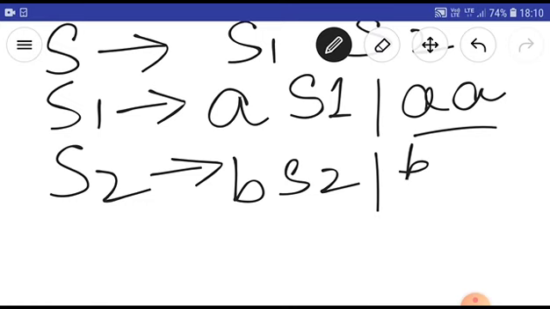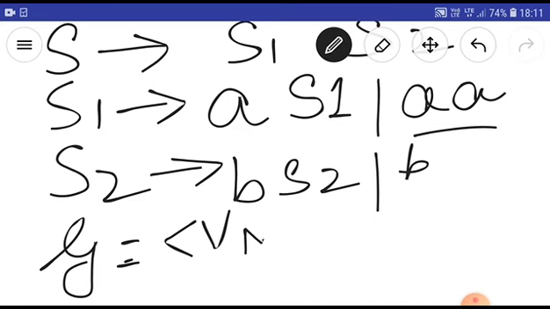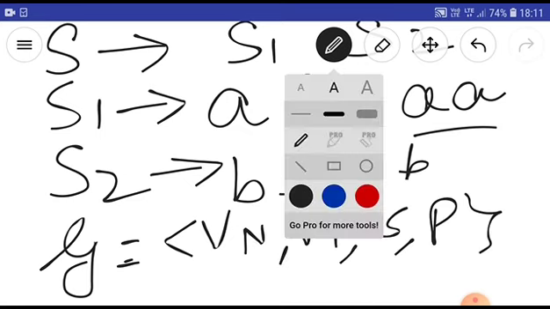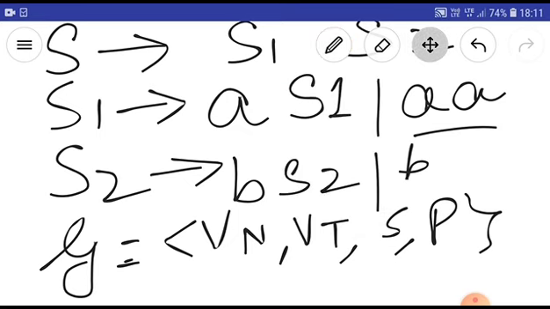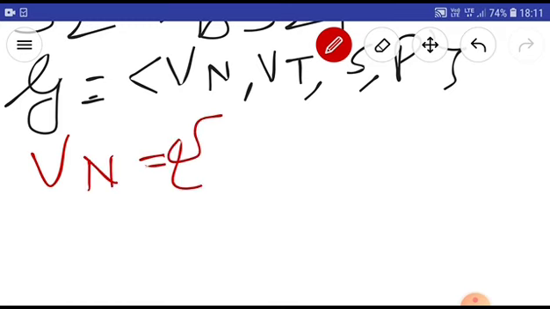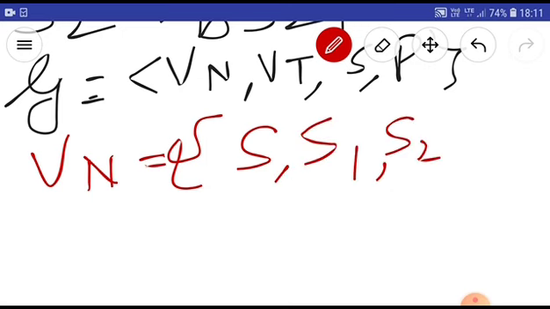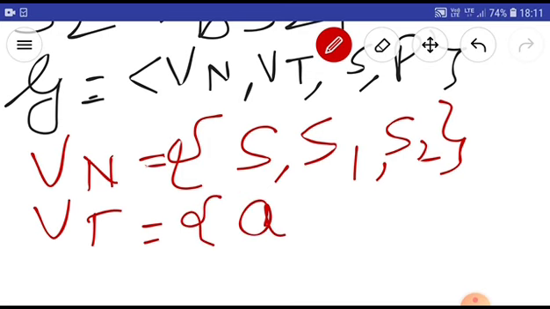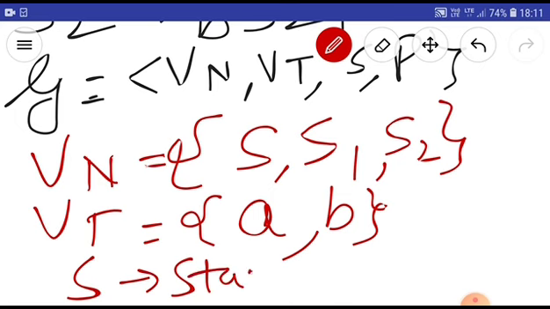So if I am going to write the grammar as Vn, Vt, S and P, what will be my Vn? Vn here means all the non-terminals: S1, S, S2. These are all my non-terminals. What about the terminals? Terminals here I have just a and b. And what about S? S is the starting symbol.